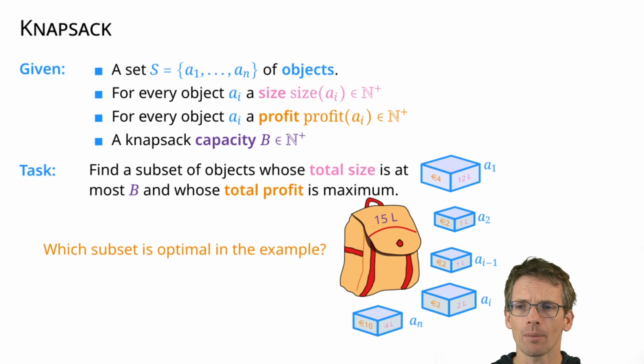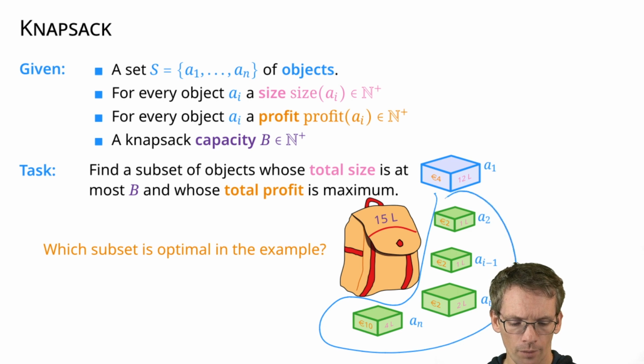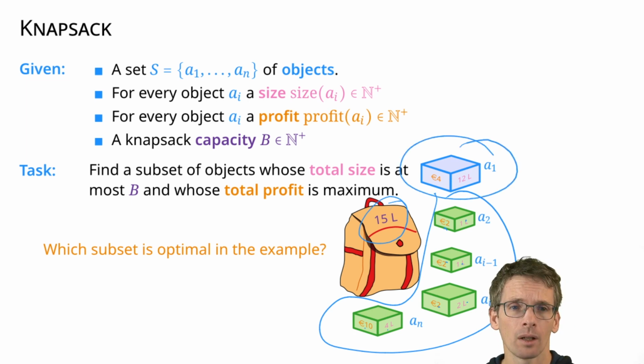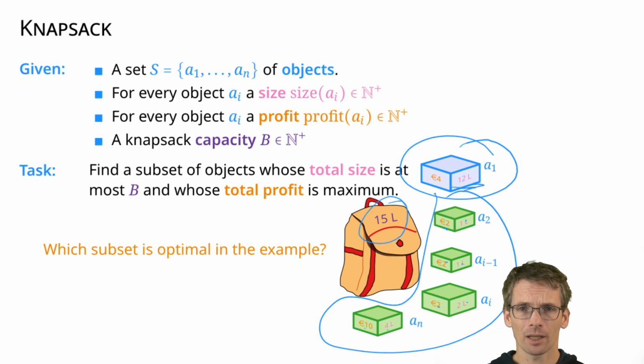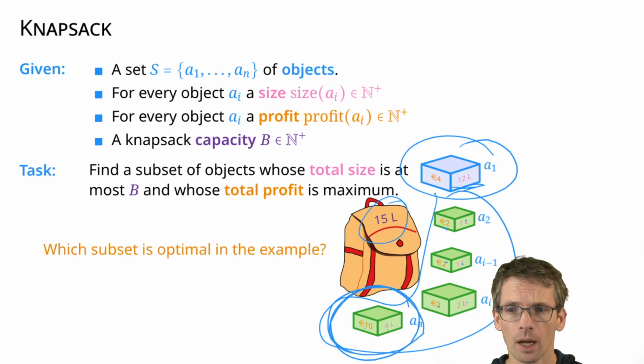So in our example here, what would be the optimal choice? The optimal choice here is those items now here in green. They give us a profit of 2 plus 2 plus 2 plus 10, so 16. And they fit into our knapsack because 1 plus 1 plus 2 plus 4 is 8, so less than 15. And this is optimal because any solution that potentially would be better would have to include this one. But that one already takes up 12 of our 15 liters, so we would not be able to pack this very valuable item down here.